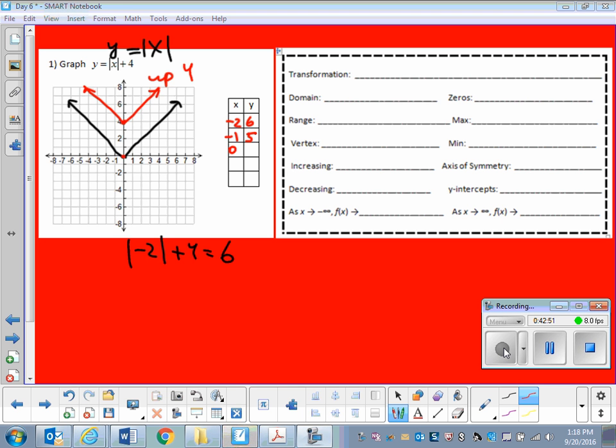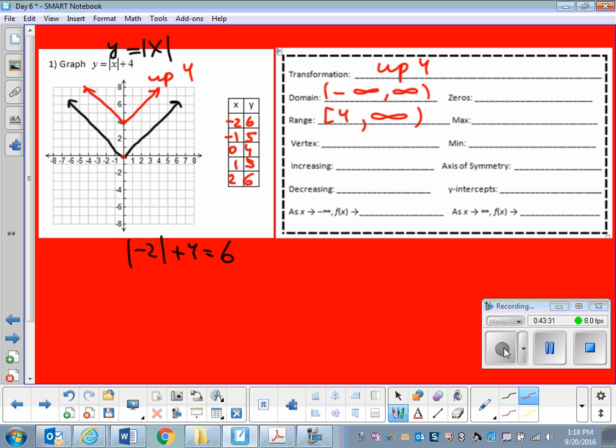5. 0 is what? 4. And then 1 is what? 5. And then 2 is what? 6, right? And then I can check. Did I get it? My graph goes through these points. Very good. So the transformation we already figured out is up 4. The domain, what happened with the domain? Did it change? No. So what is my domain? Everything. Negative infinity to infinity. What about my range? 4 and up, right? So bracket 4 to infinity.